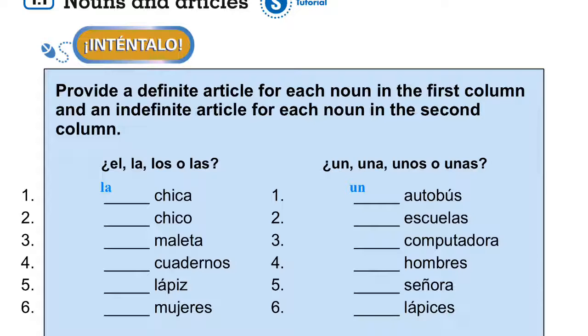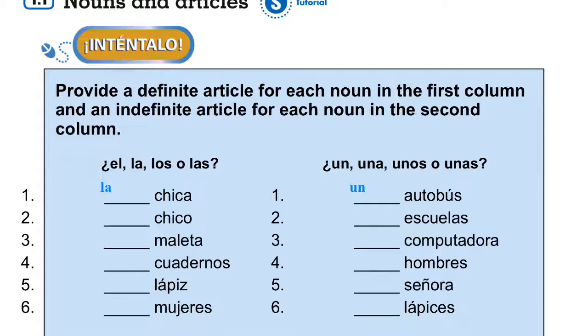Chico. What does that mean again? Chico. Good, it means boy. How do we know if it's feminine or masculine? Muy bien, we look at the ending. It ends in O, therefore it is masculine. Muy bien, so what would be our article? El. Buen trabajo, good job. El chico.